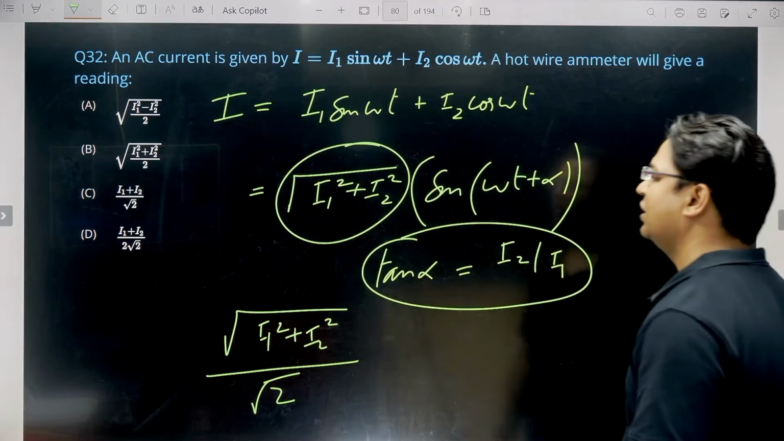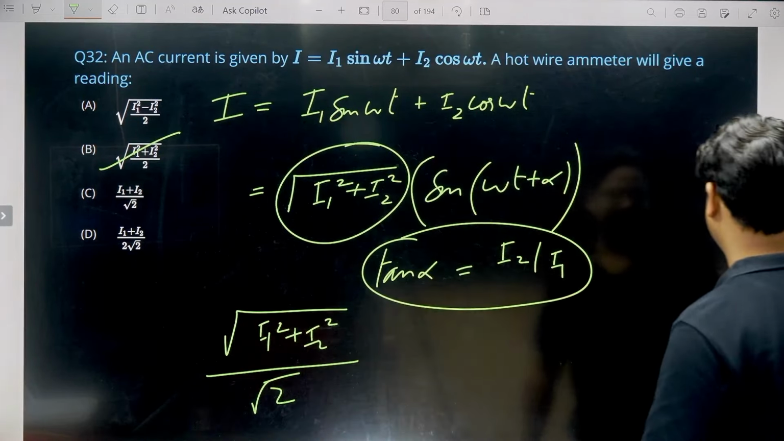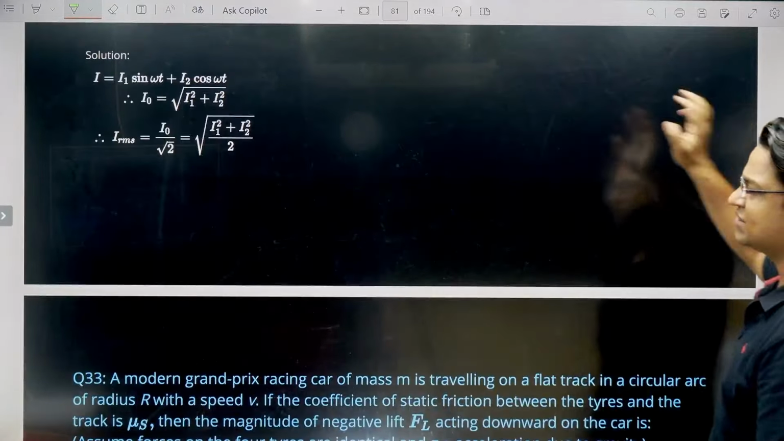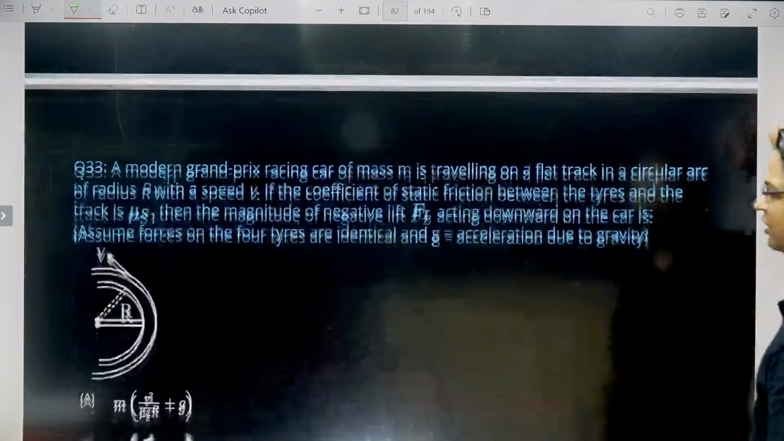Now let's see which option matches. B option matches, so B will be the right option. All right, so this was a straightforward question, a very routine question, I would say. In an exam, it should take less than 90 seconds to finish this question. Okay, now we go to the next question.